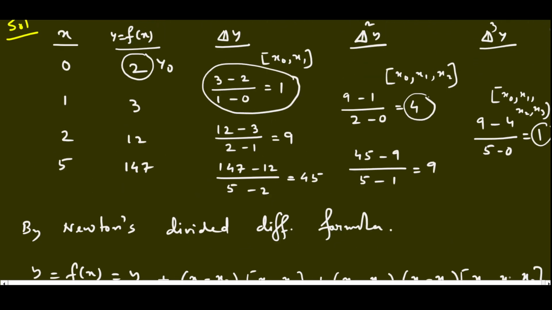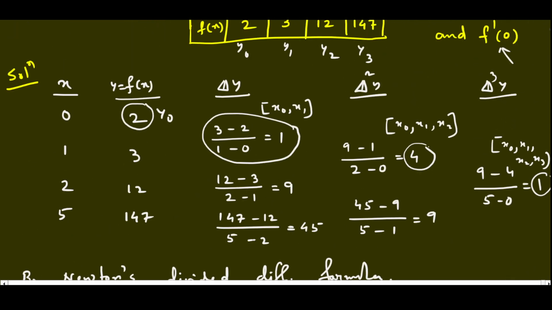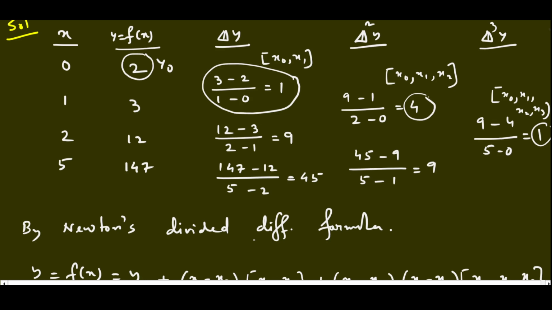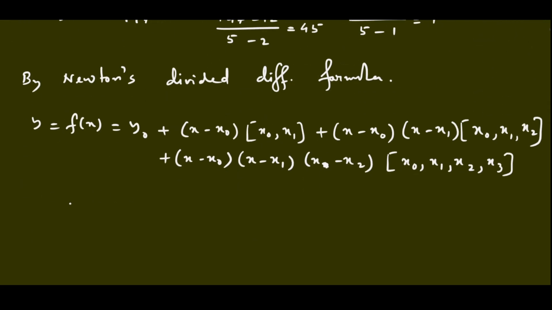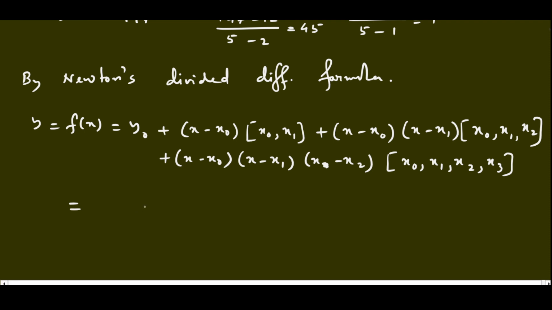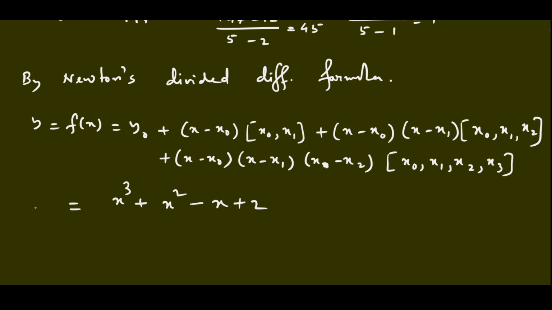So y0 is how much, you see? y0 is 2. x0 is also there. x0 is 0, x1 is 1, x2 is 2, x3 is 5. So each and every value you know, you just have to put all the values here. After putting, you do the calculation, and we'll get a polynomial in terms of x, because x is unknown, right? So you will get x cube plus x square, and then minus x plus 2. After putting all the values except x, we'll get this particular polynomial. So first you have to find this polynomial, right? It is given, find the polynomial.